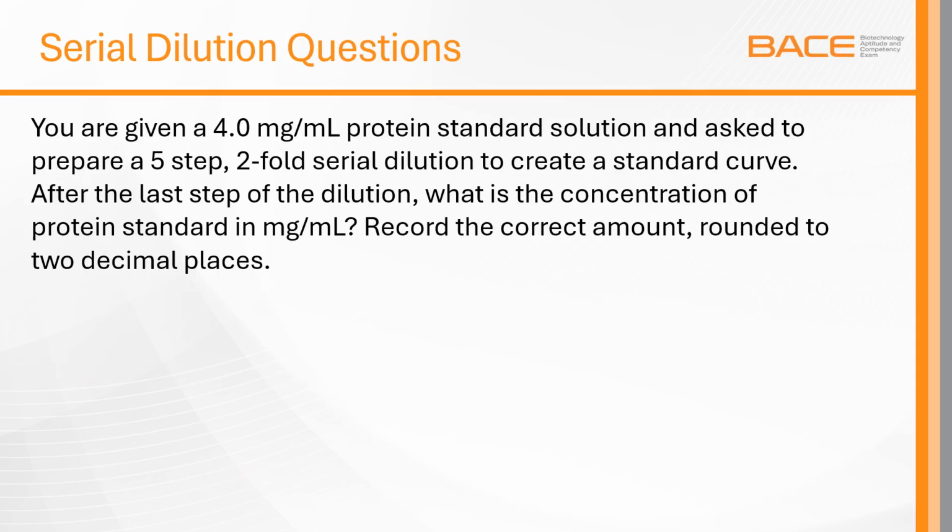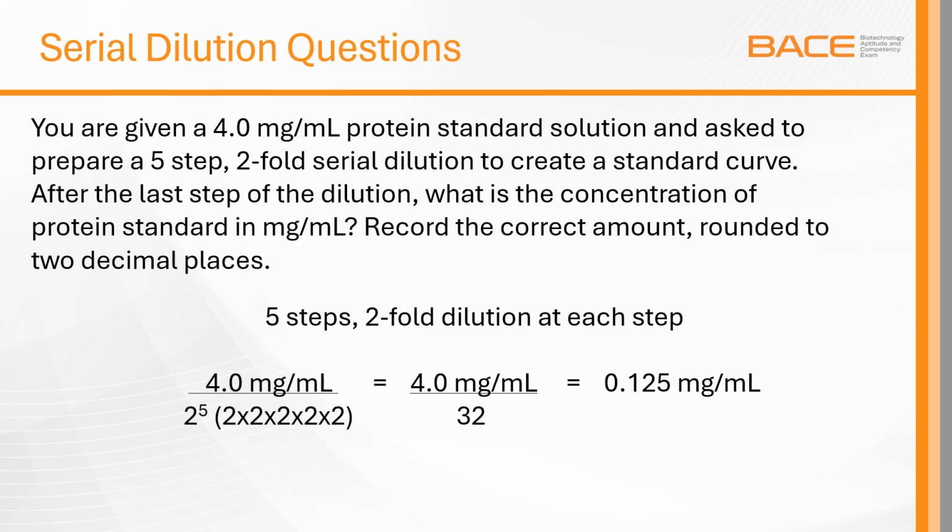Let us say you start with a 4.0 mg per ml protein solution and need to make a 5-step, 2-fold serial dilution. What is the concentration after the last step? This is a 2-fold dilution, so we will divide by 2 5 times. So 2 to the power of 5, or 2 times 2 times 2 times 2 times 2, which equals 32. 4.0 divided by 32 equals 0.125 milligram per milliliter.